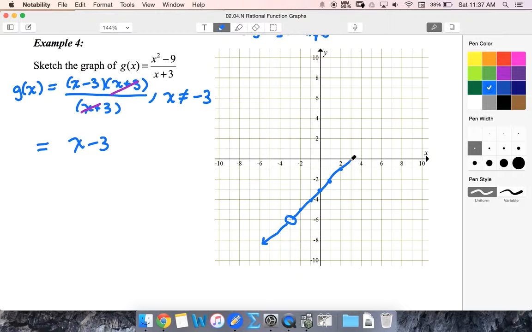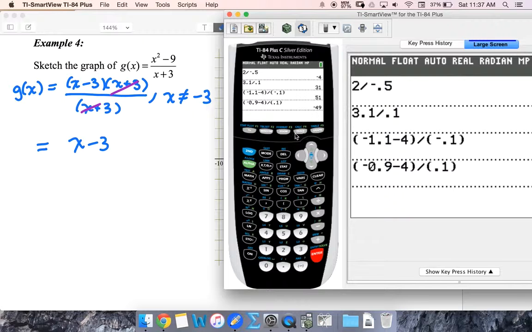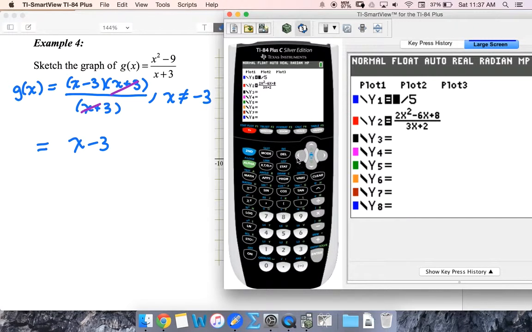And of course, I've got my key points. X-intercept at 3, 0. Y-intercept at 0, negative 3. And yeah, so this graph doesn't look like our other graphs because of the canceling. It canceled and made just a line, but a line with a hole in it. And you need to be really careful with this because on your calculator, you might try to look at this.